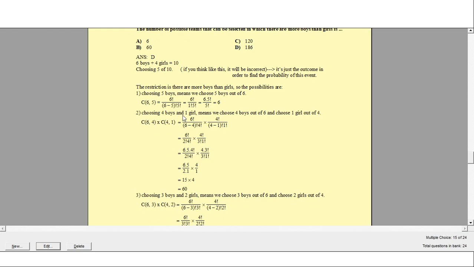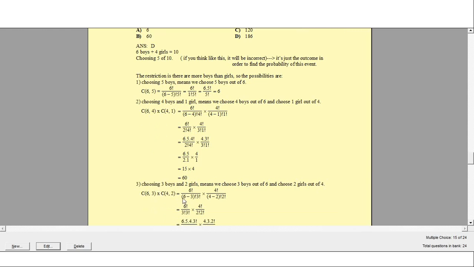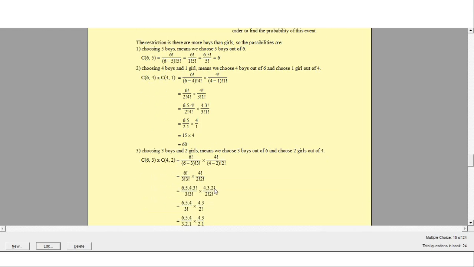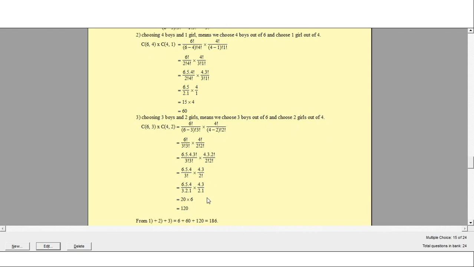And the last possibility is choosing 3 boys and 2 girls. Still the boys are more than the girls, right? So we choose 3 boys out of 6 and 2 girls out of 4, using the same way as possibility number 2. Using combination like this, we'll get 20 times 6 equals 120.